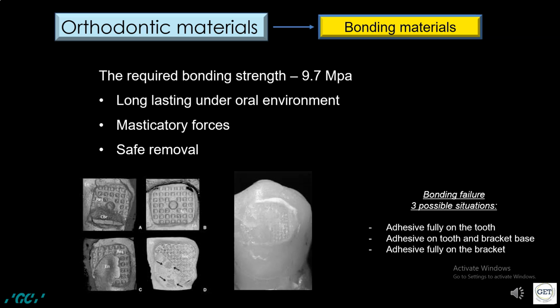When analyzing the bonding failure, 3 possible situations can be observed. 1. The adhesive is fully on the tooth surface, meaning that the failure was between the composite or the adhesive and the bracket base. The second possibility is the adhesive to be on the bracket base and on the tooth surface, meaning that the failure was inside the adhesive itself. The third possibility is the adhesive to be fully on the bracket base, meaning that the failure was between the adhesive material and the tooth surface.